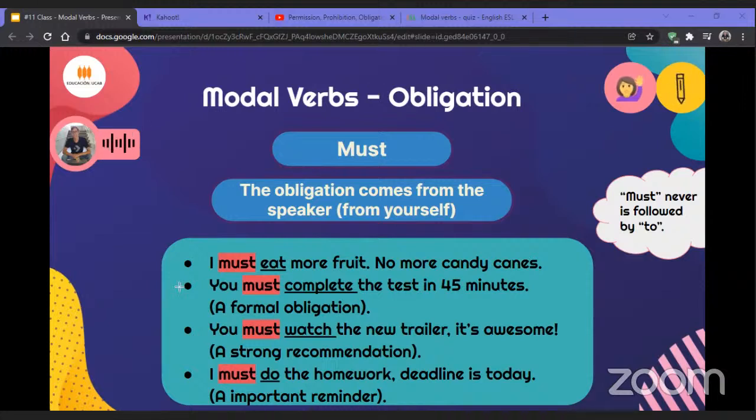Now I want a volunteer. Please, Miss India, read the second one, please. You must complete the test in 45 minutes. A formal obligation. Totally. Thank you. Yeah, Reinaldo is telling a big rule also in the chat. It says, must always is followed by the main verb in the sentence. For example, eat or complete. Well, it has a rhythm in those sentences that we already read. So let's see.